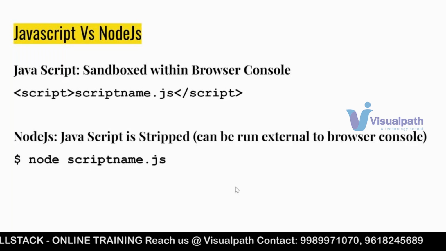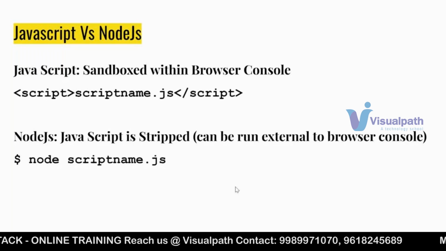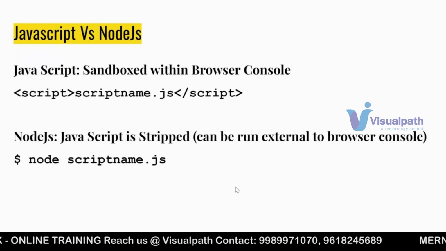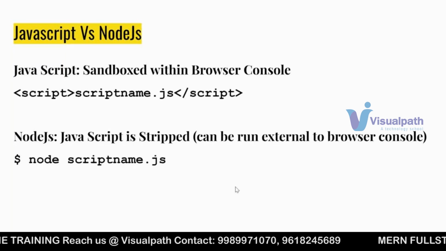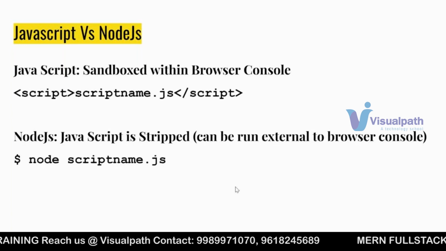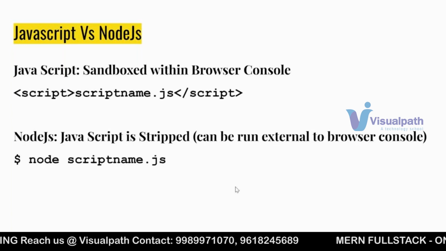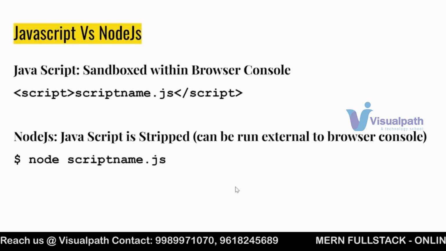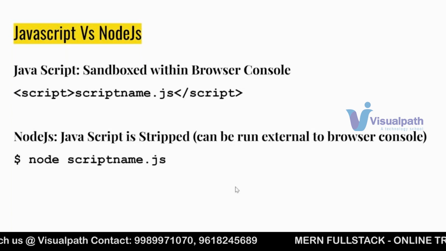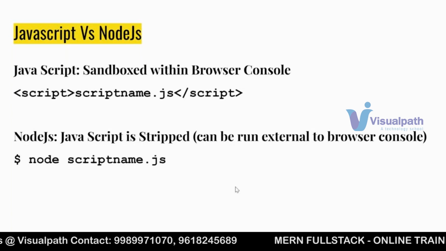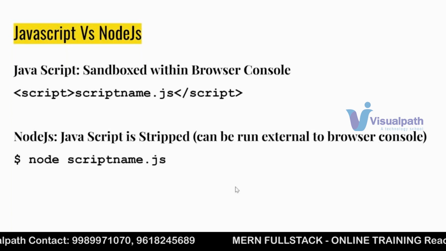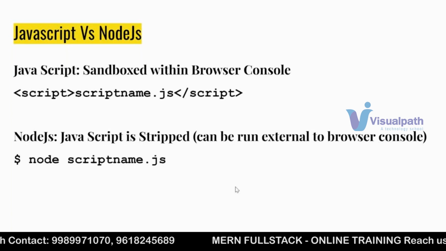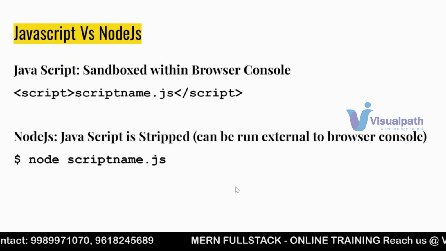I mean, in Node, right? JavaScript is stripped. It can run external to the browser console. In Node.js, it is not in any browser. Rather, it is functioning as a normal programming language. Whereas in the front end, the script tag always has to be inside the HTML document. Therefore, it is embedded in HTML. That means it is functioning only inside the browser.